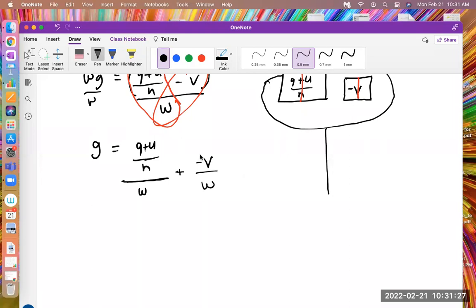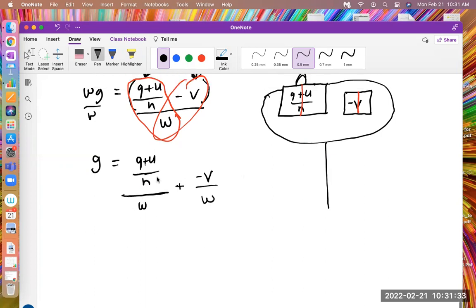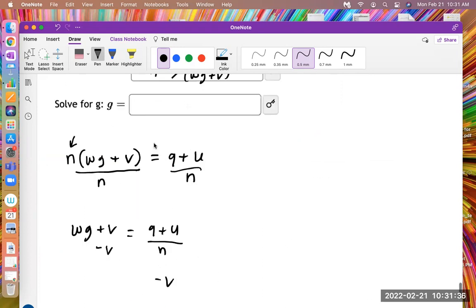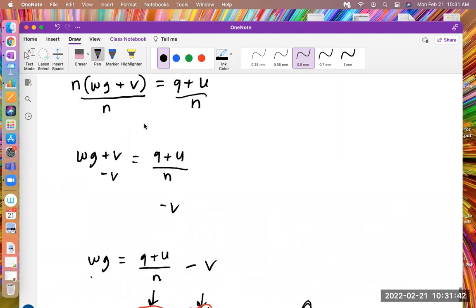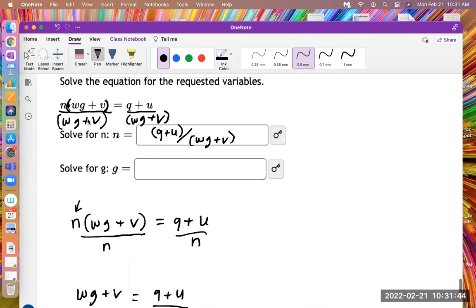Good. I was explaining with this problem, you're trying to solve this expression for G. We have this original expression as WG equals Q plus U over N, or wait, no, this was the original expression.